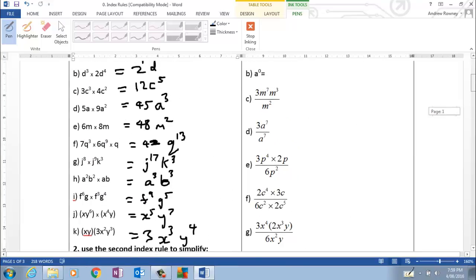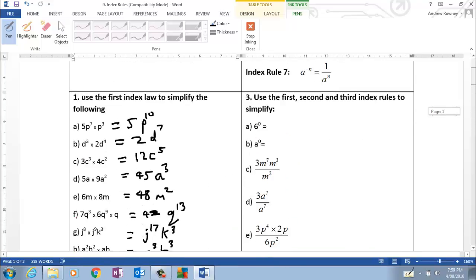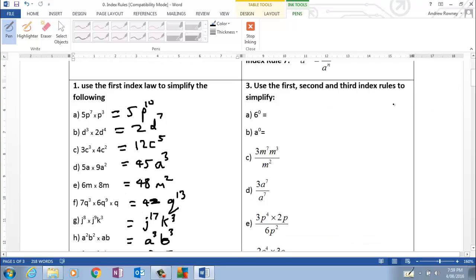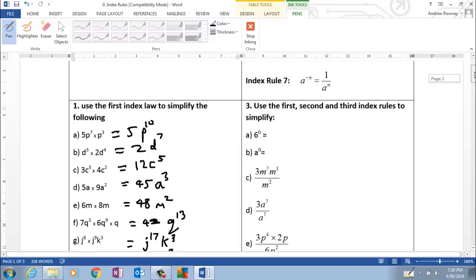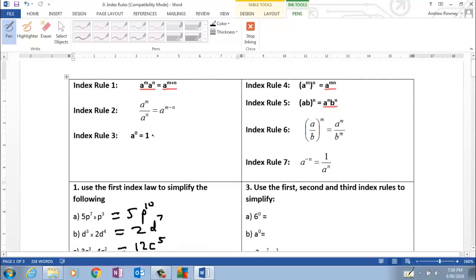Okay, now we go over to rule 3, and this time we're going to use the first, second and third all combined. Now the additional rule for the third rule is anything to the power of 0 equals 1. You can put that in the calculator. If you put 2 to the 0, you'll get 1.